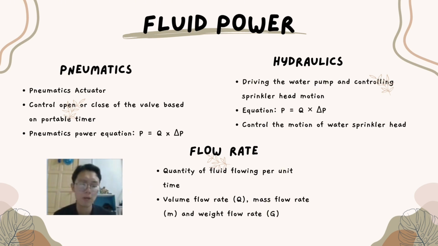Lastly, fluid power and the water sprinkler system involve the concept of flow rate, which is the amount of fluid moving per unit time. This applies to the water sprinkler system as well. Flow rate can be categorized into three types: volume flow rate Q, mass flow rate M, and weight flow rate G. The formula for volume flow rate is Q equal to A V, the formula for mass flow rate is M equal to rho Q, and the formula for weight flow rate is G equal to gamma Q.